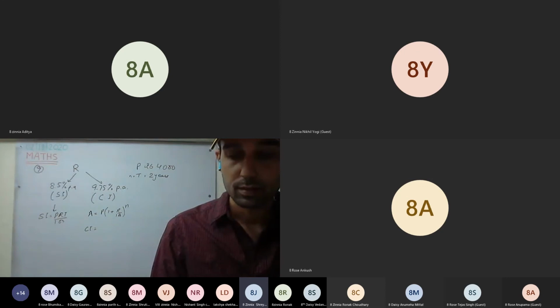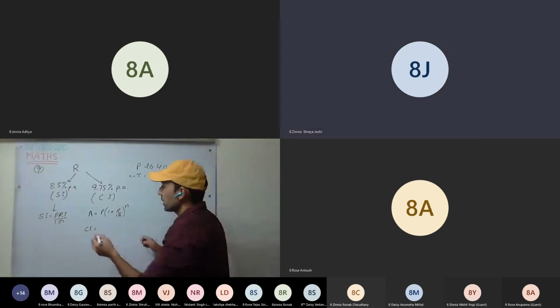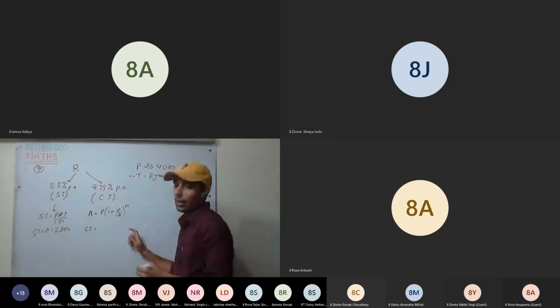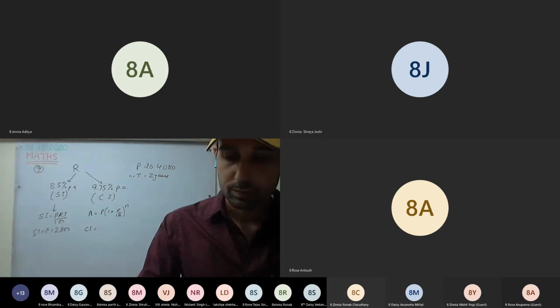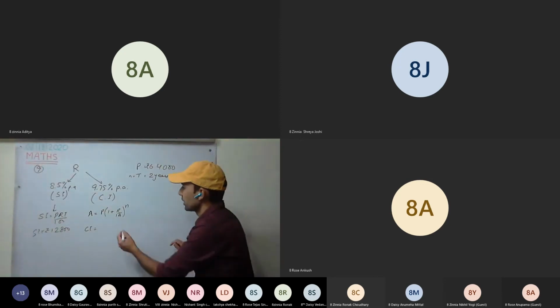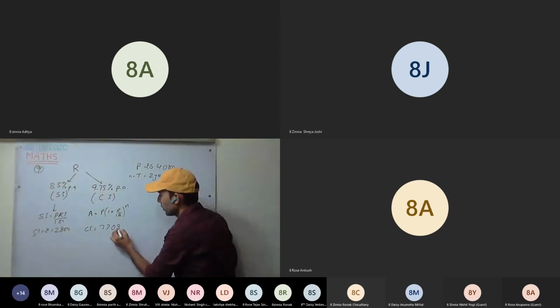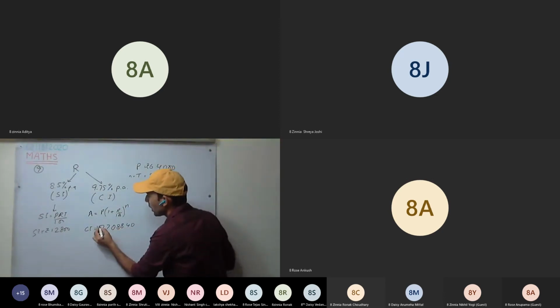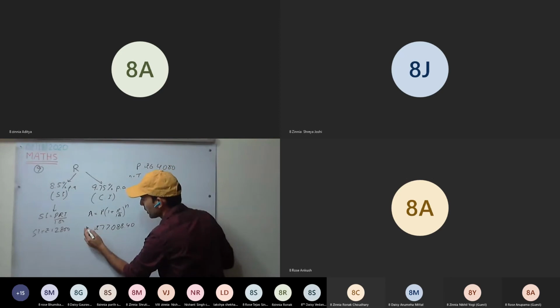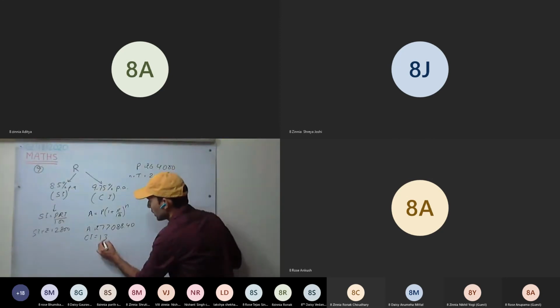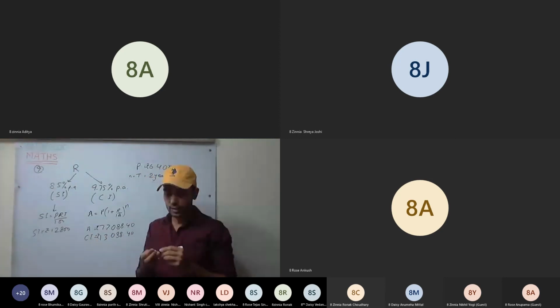The simple interest is 12,800 rupees. And here, how much have you got? The amount is 77,088.40 rupees. Now the compound interest you have got is 13,088.40 rupees.